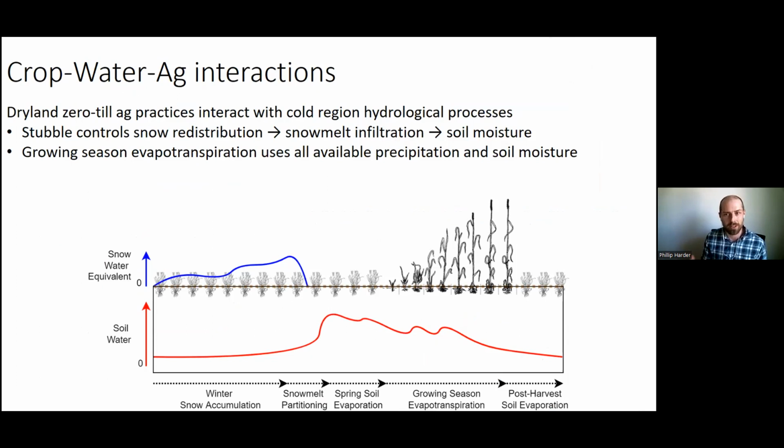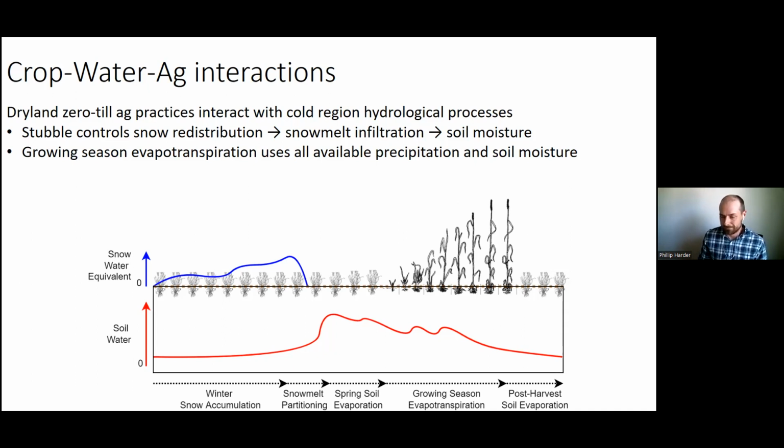And at this point, crop, water, ag interactions tend to be a little bit out of date. We haven't really appreciated a lot of the impacts that zero tillage has had, for example. And so conceptually, when we want to think about crop, water, ag, and you want to boil this down to a very simplistic perspective, we're talking about dryland agriculture with zero till, and superimposed on this, all the cold region hydrologic processes. So in contrast to more temperate regions, there's this very large feedback between winter and summer, which I'm going to hopefully try and elaborate on here.